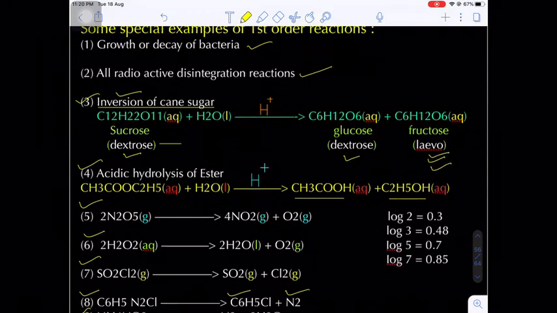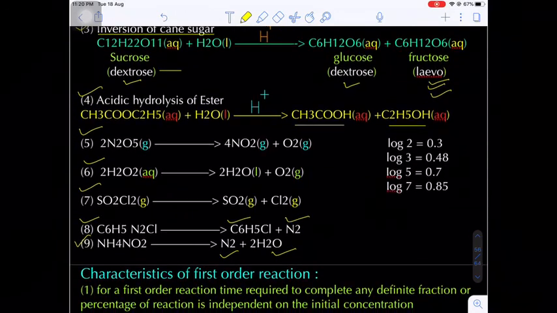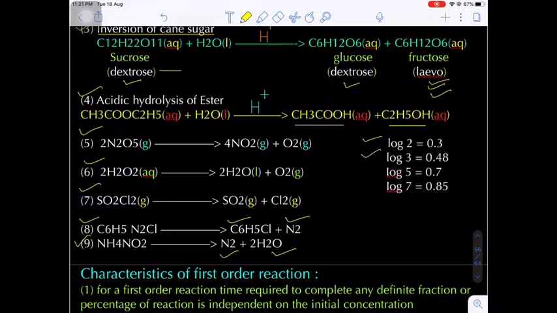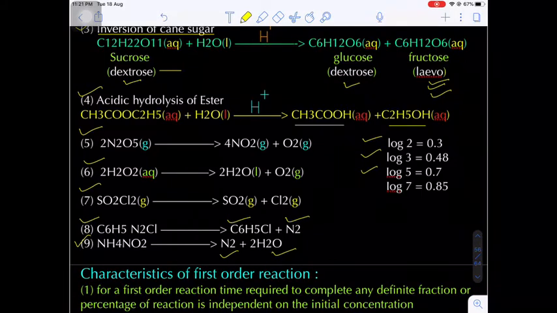Remember, with the help of examples also we can identify the order of a reaction. Now here are some logarithm values. Log 2 value is 0.3, log 3 value is 0.48, log 5 value is 0.6990, or simply we can say 0.7, and log 7 value is 0.85. So these are the four important logarithm values we have to remember.